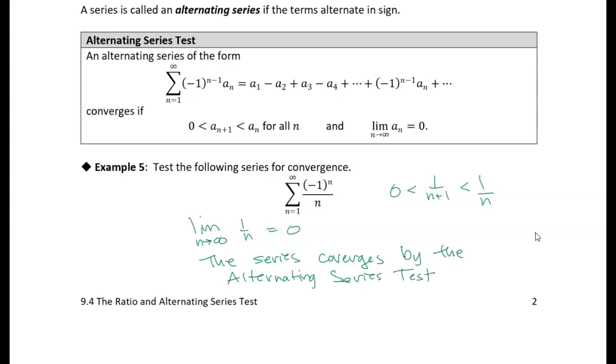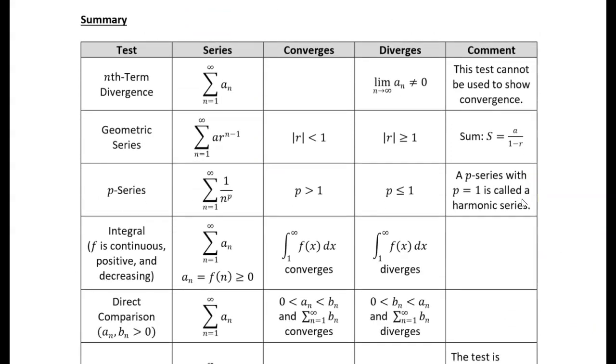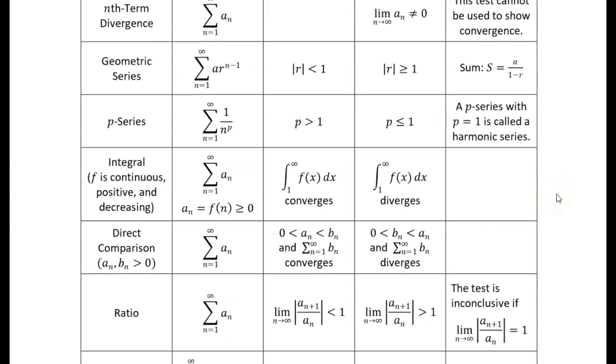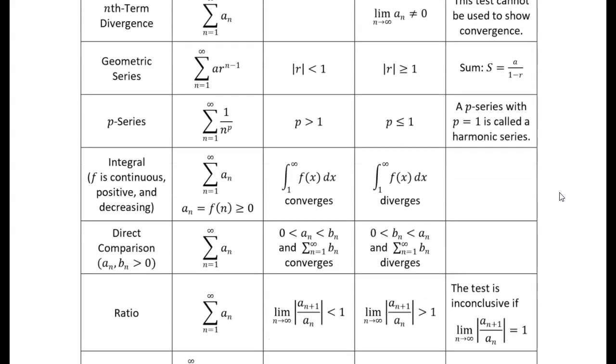All right, so we have another test under our belt. And I'm going to add that to our table. Okay, so I've created, this is just the same table I had in the last section, except I've added now the ratio and the alternating series test. So this would be a good sheet to keep handy while you're doing your homework, so that you know what tools you have available to you to solve these problems.